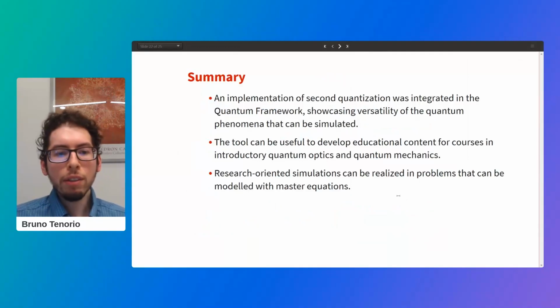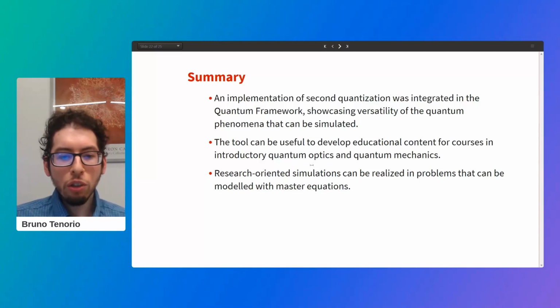So to summarize, we have an implementation of the second quantization that was integrated in the quantum framework. And we clearly showcase the versatility of the quantum phenomena that can be simulated. This tool can also be useful to develop educational content for courses in introductory quantum optics and quantum mechanics. And we see that our Hamiltonian and Liouvillean definitions can be quite useful in research-oriented simulations that require problems that can be modeled with master equations.